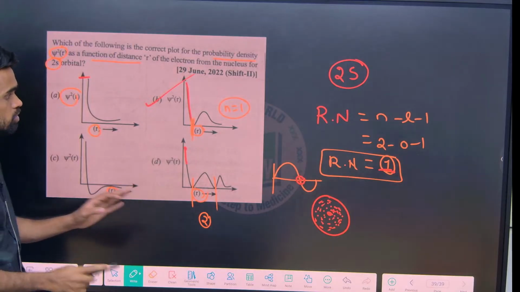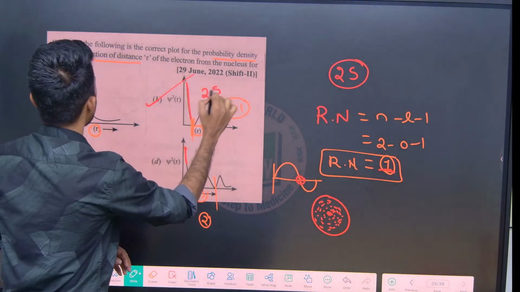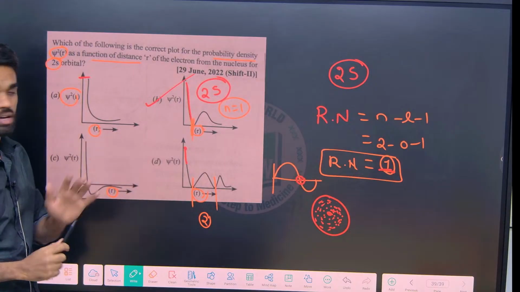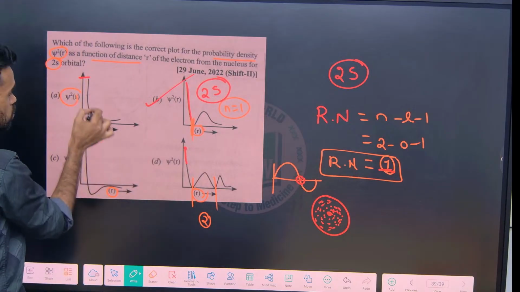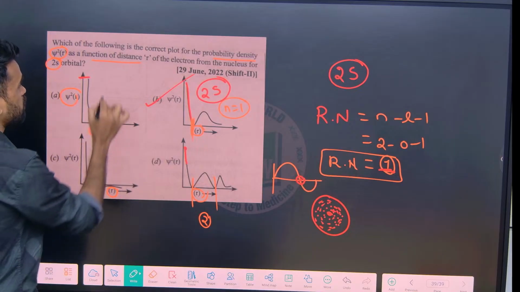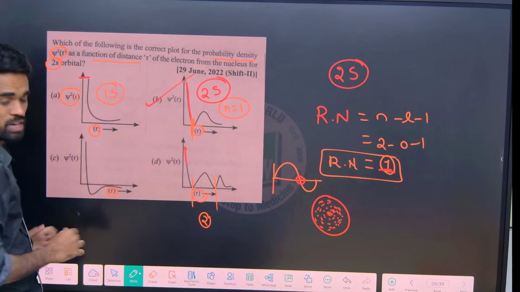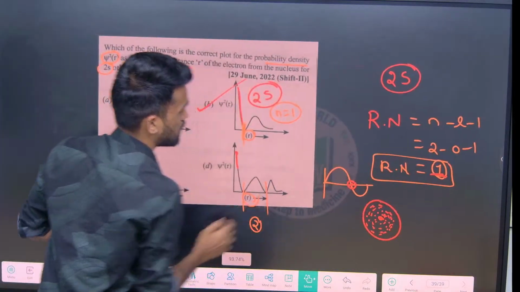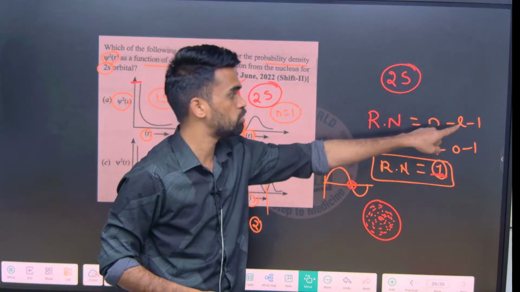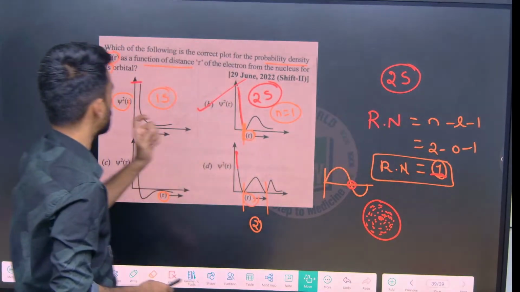This is for the 2s orbital. Let us conclude which orbital these other graphs are showing. See, not even one time is it touching the axis. It means this must be the 1s graph. Why 1s? Because the radial nodes, if you calculate n minus L minus 1, for 1s is 1 minus 0 minus 1, which is 0. Radial nodes are 0 for 1s.